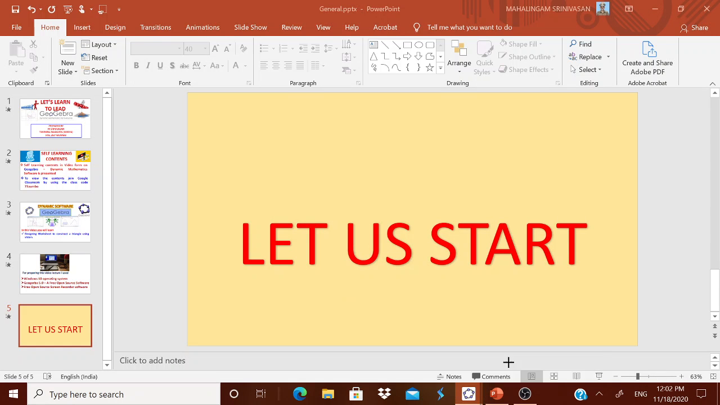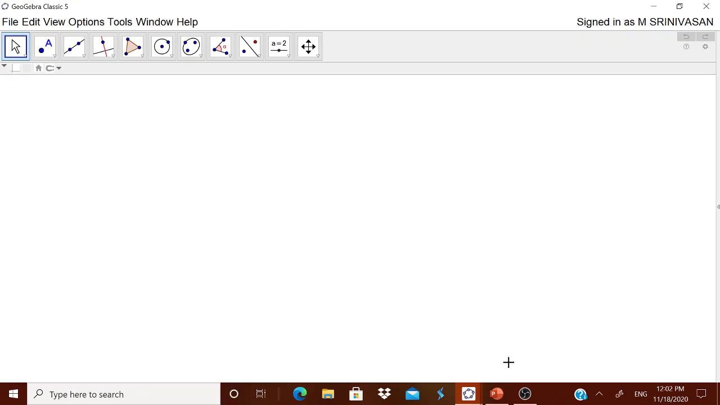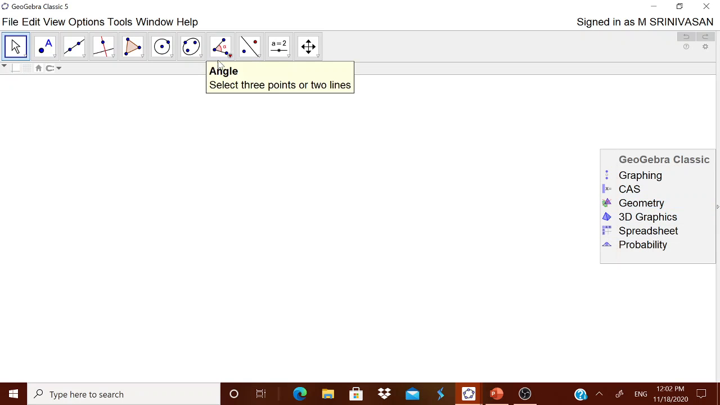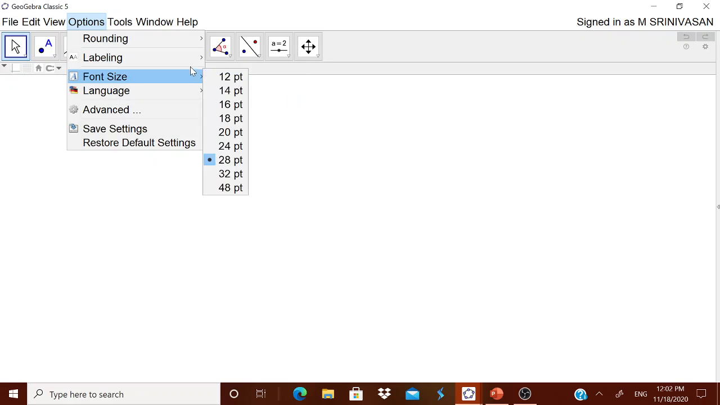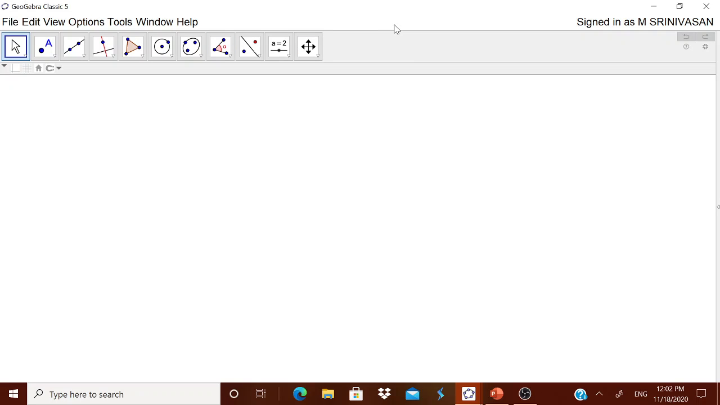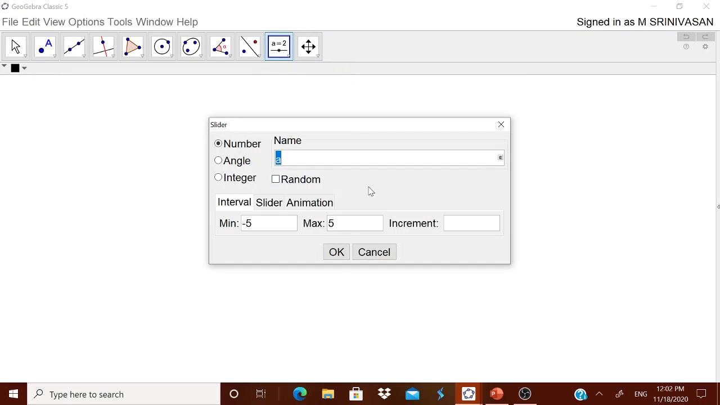For that, I have selected GeoGebra Classic 5 worksheet, and I have selected geometry view, and I have selected the option as labeling of new points only. Before we start, let us just learn what is actually the slider. Here the slider is over here. When you put it, it will ask you whether you want a number slider or an angle slider or an integer slider. Then you can set the interval for minimum and maximum and increment. And slider animation is also there, whether it is horizontal or vertical, from top to bottom or left to right. The way you are pulling and pushing is left to you.